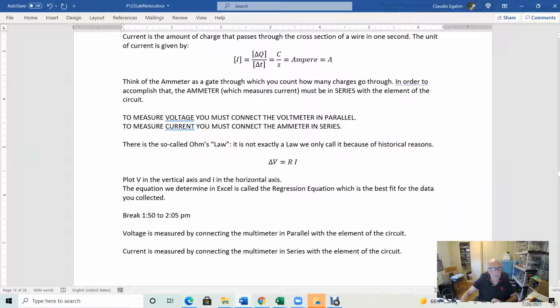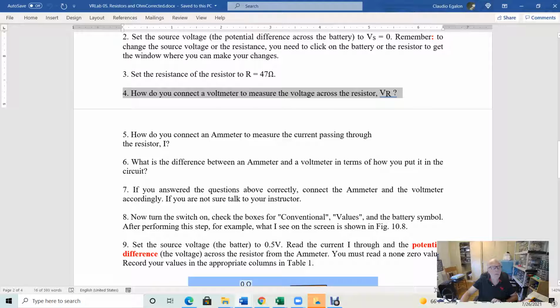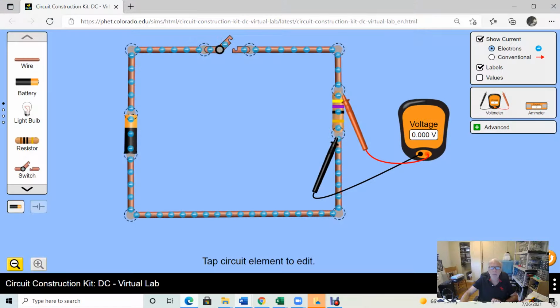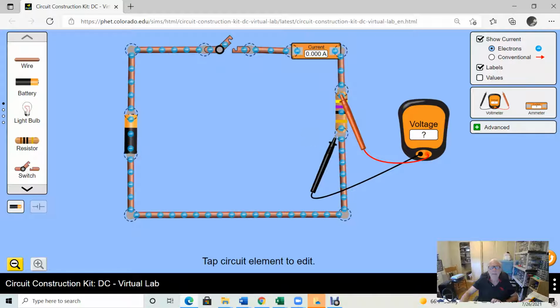Let's go back to how you connect the ammeter to measure the current passing through the resistor. The ammeter is different, just like I said. You have to connect it in series. And how it looks in series is one after the other. Do you see that the voltmeter is in parallel? The two ends are connected to the resistor. In the case of the ammeter, you don't do that. In the case of the ammeter, let me get that. Here we go. Like that.